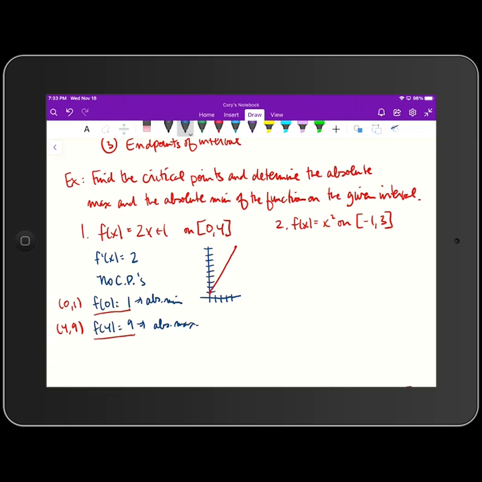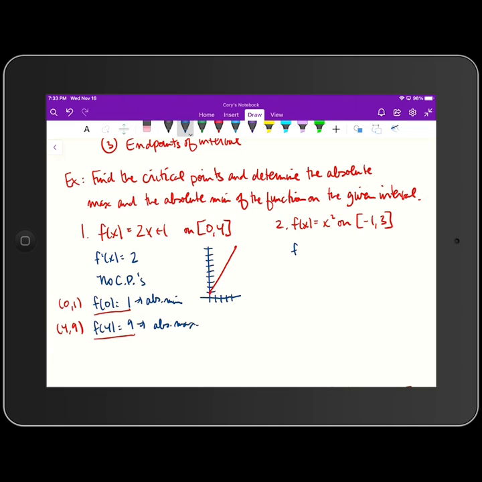Okay, let's do number 2 together. For number 2, we're given the function f of x equal to x squared on the closed interval from -1 to 3. So again, the first thing we want to check is, can we use the extreme values theorem? Is that function continuous on the closed interval from -1 to 3? And the answer is yes. X squared is a polynomial. It's defined everywhere. It's continuous everywhere, thereby making it continuous on the interval that is provided.